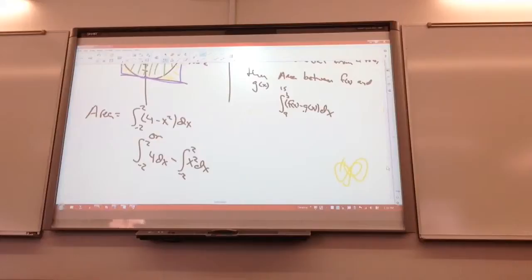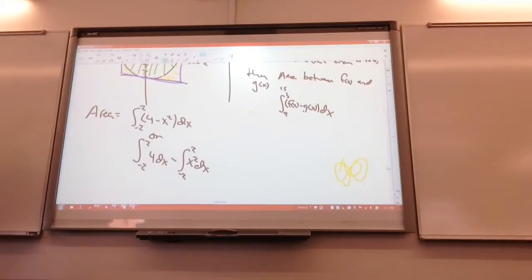A square is a rectangle, a rectangle is not a square. You don't actually need to find the area of the blue. Well, you do, it's going to be 16. And if you did it, notice the definite integral there would be 4x evaluated at 2 minus 4x evaluated at negative 2. So it'd be 8 minus negative 8, which is 16. Which is indeed correct.